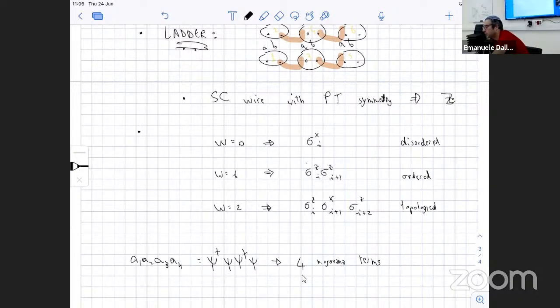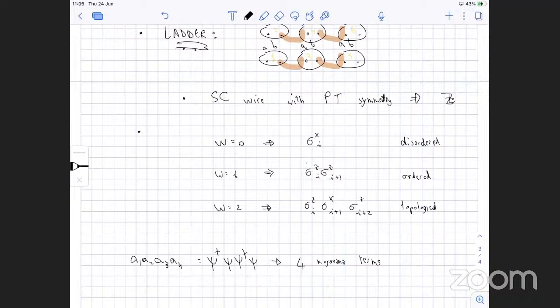Okay. Let's take a 2 minute break. I'll switch to the other computer, and then I'll show you something about the experiment. Okay, so 5 minutes.